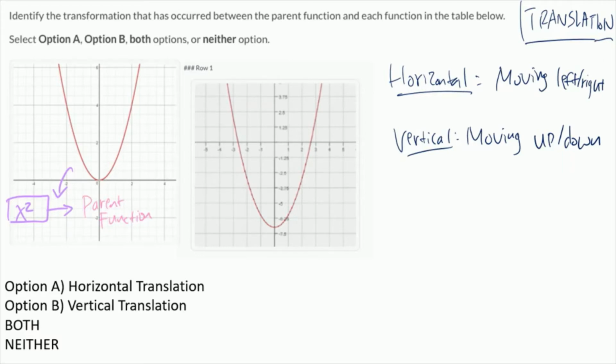In order to see this, let's find the origin of our parent function, which is 0, 0. And we can see on our graph that our origin has moved down, right? And since it's moving down, that means it's a vertical translation. That is why our answer will be option B, vertical translation.